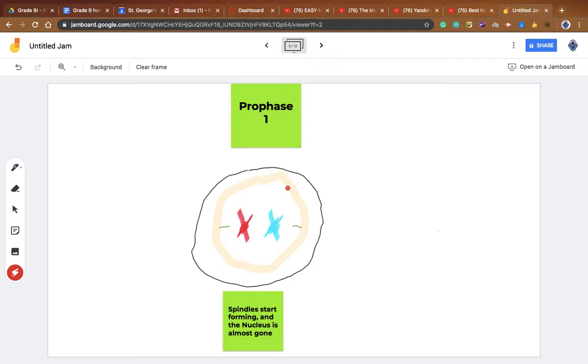So once interphase is completed, we go to prophase, just like mitosis. Here, again, just like mitosis, not much happens. You can see that the nucleus here is starting to disappear, and we can see that the spindles here are starting to form here, trying to grab onto the chromosomes.